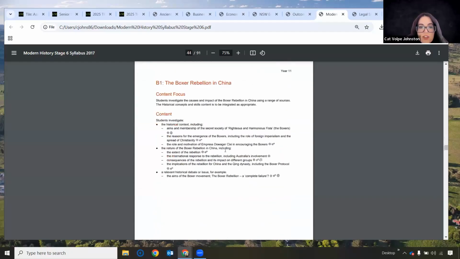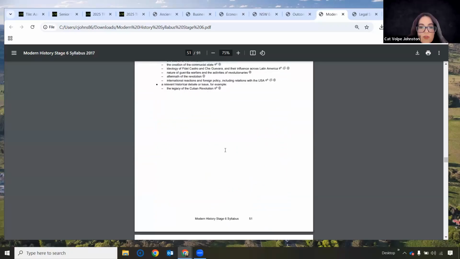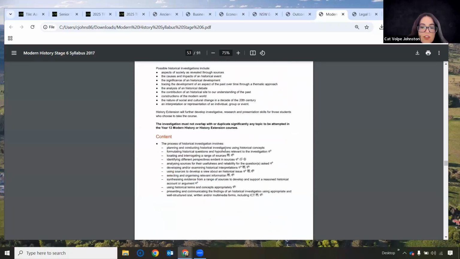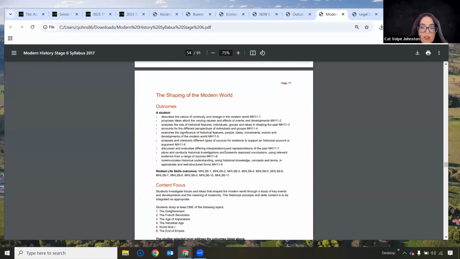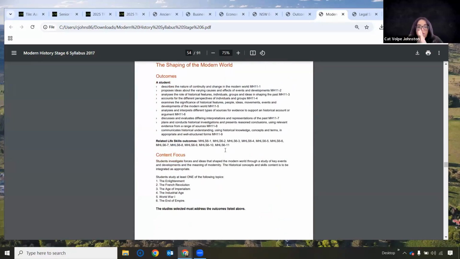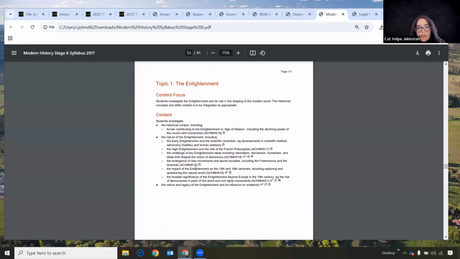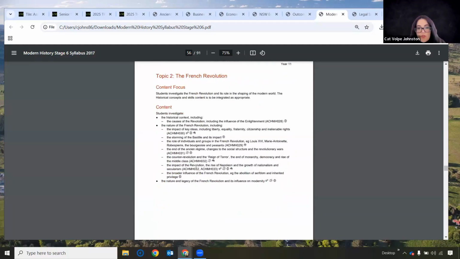Now going on, so we've got the A's and the B's. We've got historical investigation, the shaping of the modern world. Now this is interesting too as a unit. Students are looking at one of these topics, so the Enlightenment, the French Revolution, the age of imperialism, and so on. What you could do is you could choose 2 of these.